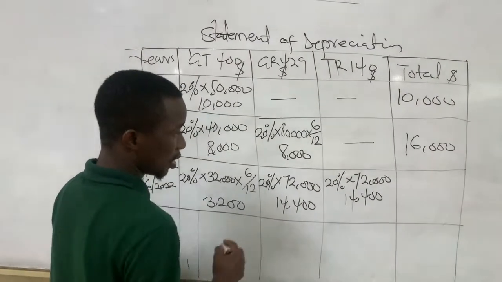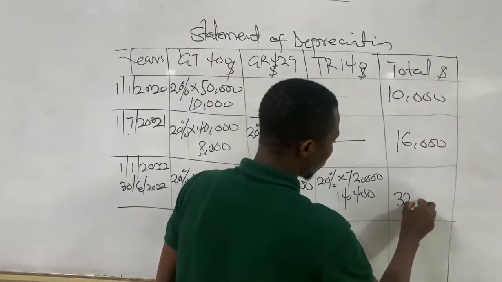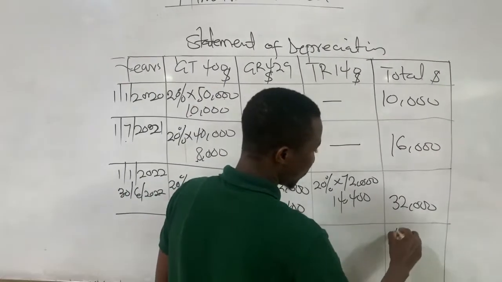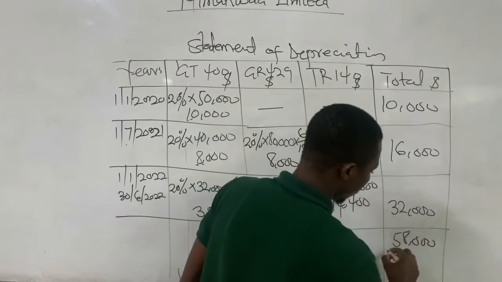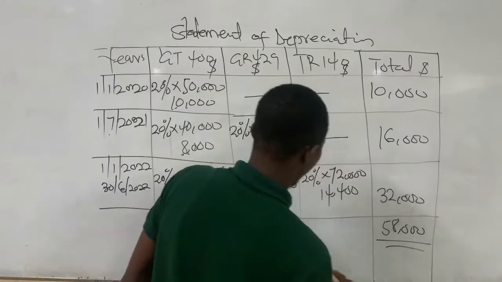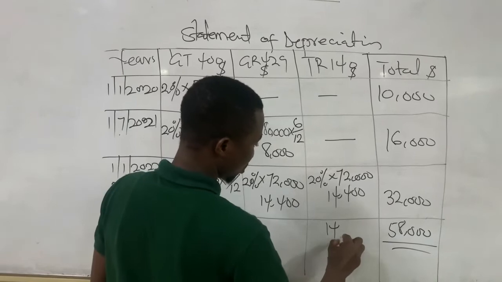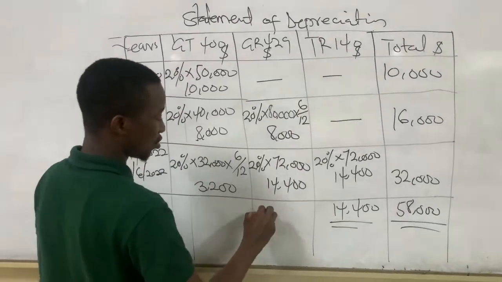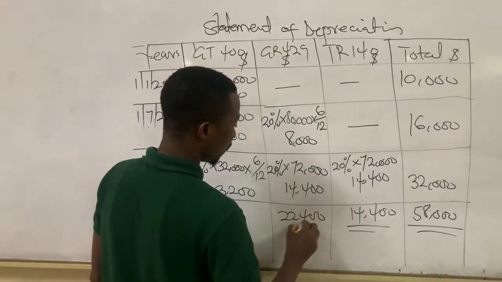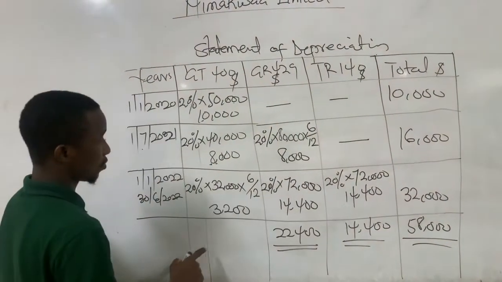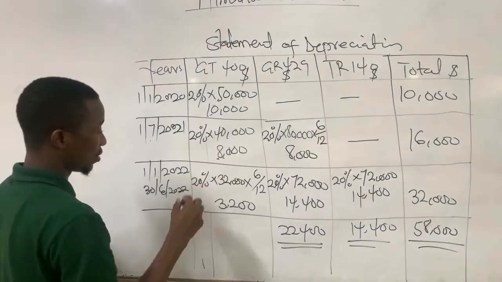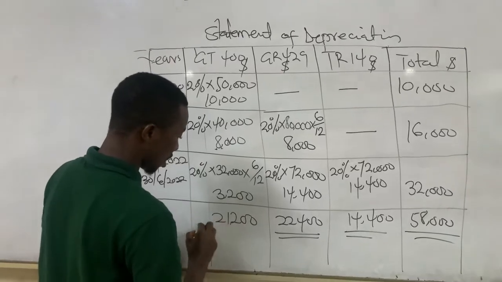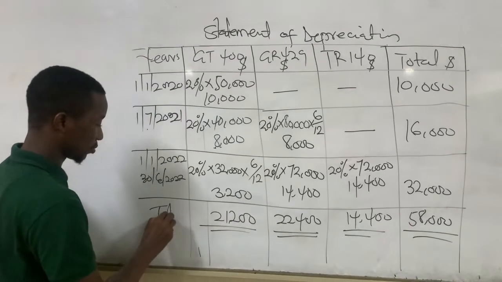And this is going to give us 32,000. So we sum it up. This will give us 58,000. And this will give us 14,400. These two will give us 22,400. And the summation of these three annual depreciations will also give us 21,200. That is the total.